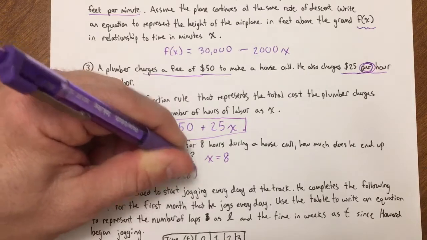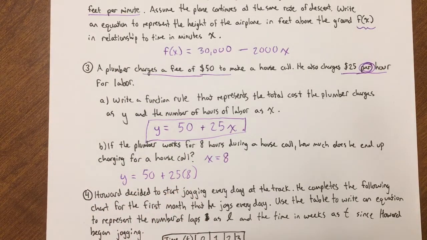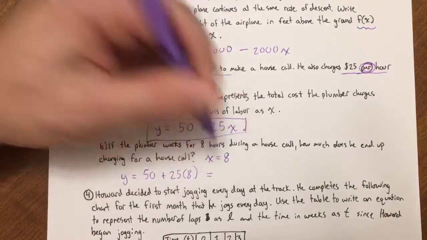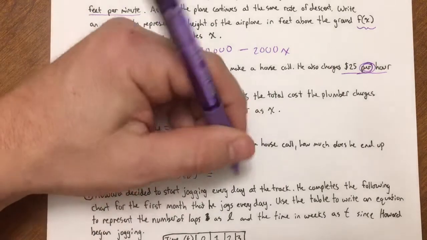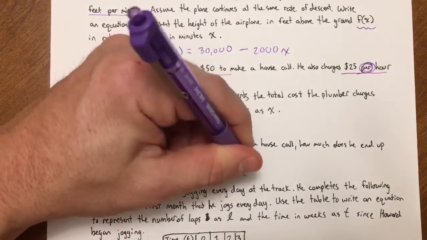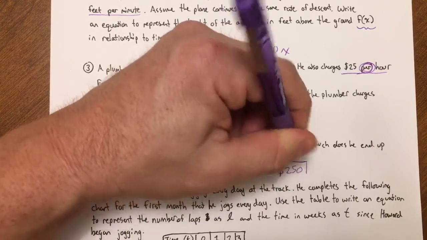So we end up with this statement. So 50 plus 25 times 8. Well, if we simplify this down, 25 times 8 is going to be 200. So that's 50 plus 200, which gives us a total amount of $250.